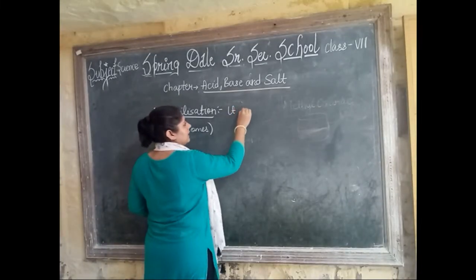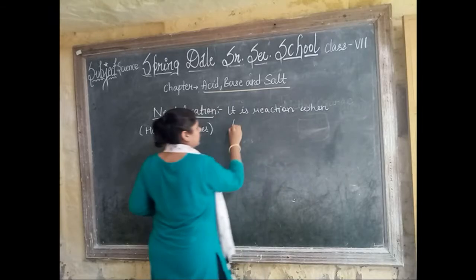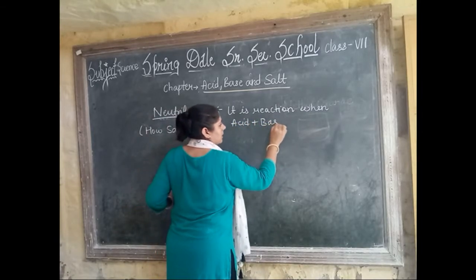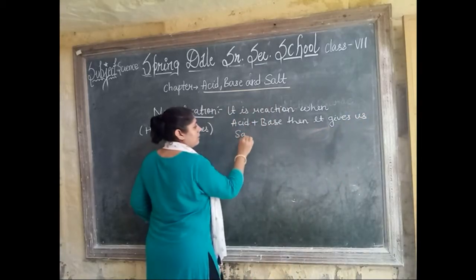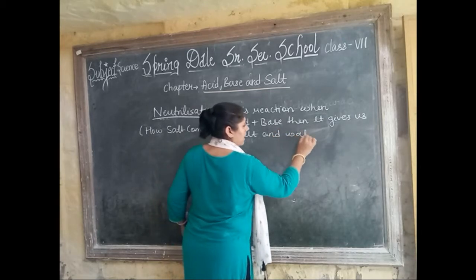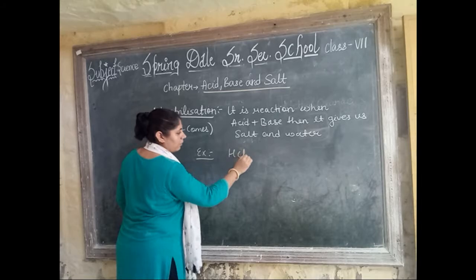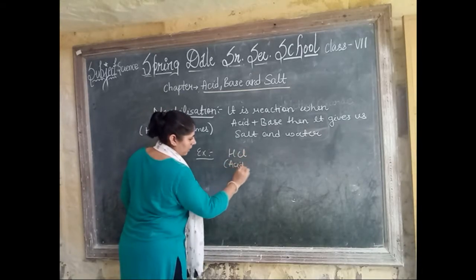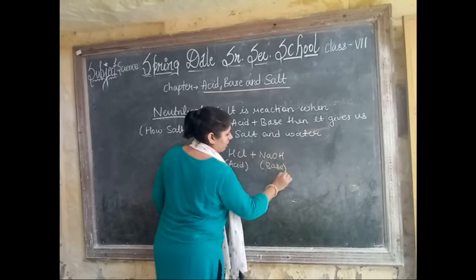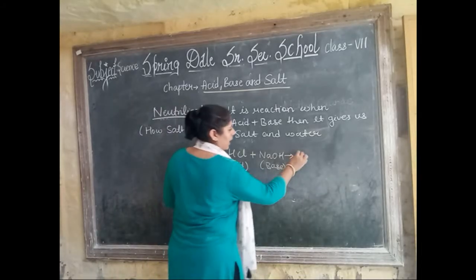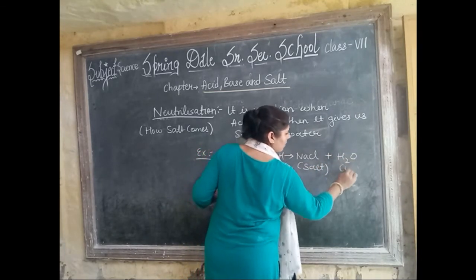How is it? Like this. It is a reaction when acid plus base gives us salt and water. Let us take an example. Like I take HCl, hydrochloric acid, which is acid, plus sodium hydroxide, which is base. When they mix with each other, it gives us NaCl, which is salt, and the left thing is H2O, which is water.